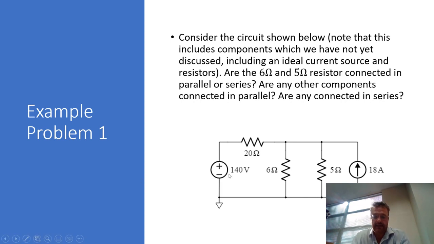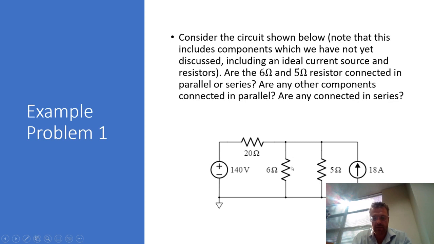But in addition to the DC voltage source and the DC current source, we also have a bunch of resistors: a 20 ohm resistor, a 6 ohm, and a 5 ohm resistor. So what we're asked is to determine whether or not the 6 ohm and 5 ohm resistors are connected in parallel or series. So let's focus in on them. Here's the 6 ohm resistor. That's how you pronounce that Greek letter omega. We'll have an entire module on resistors in the next lecture on DC circuits. Here's the 5 ohm resistor.